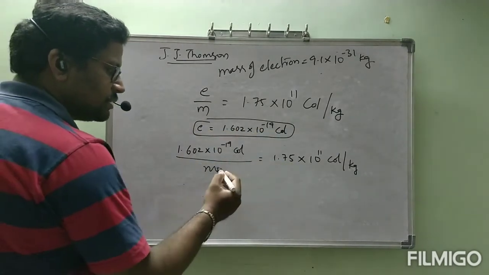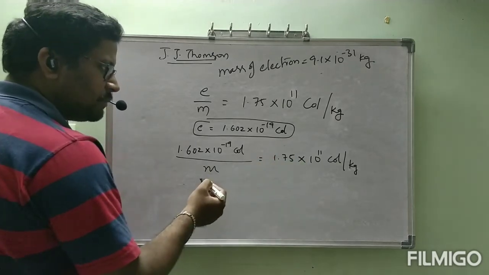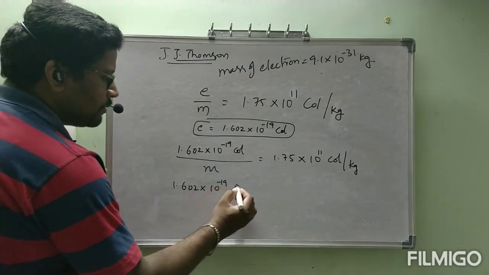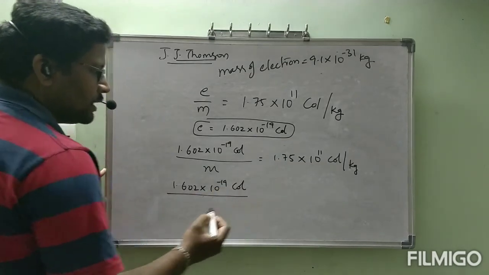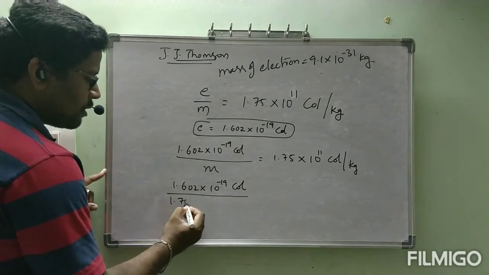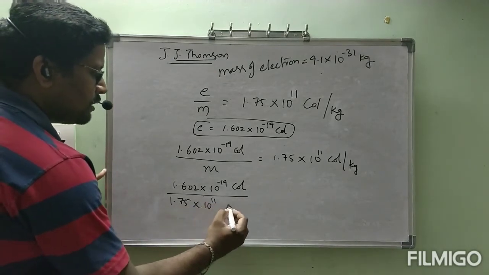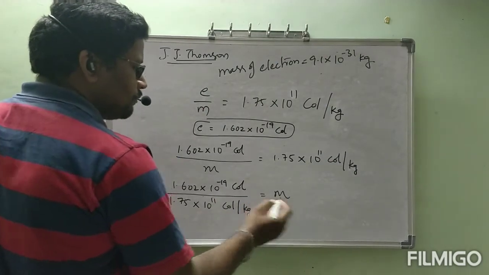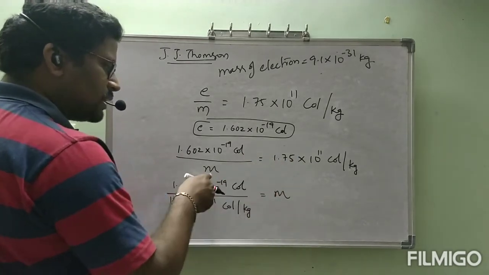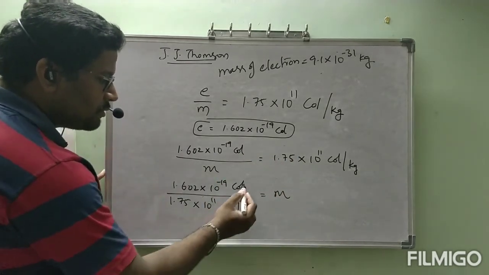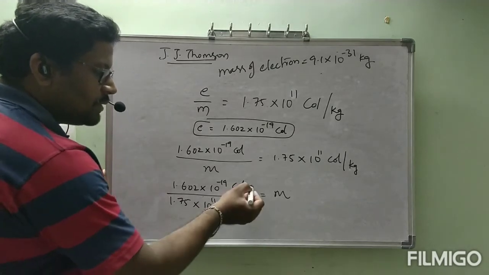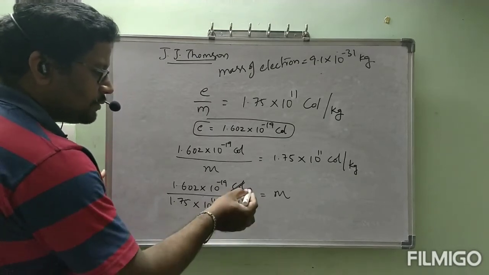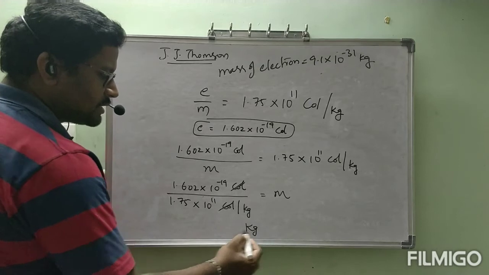Now, cross multiplication: M will go here and 1.75 into 10 power 11 will come here. We will get 1.602 into 10 power minus 19 coulombs divided by 1.75 into 10 power 11 coulombs per kilogram is equal to M. This coulombs and this coulombs will be cancelled. Kilogram is coming to the numerator, so this one will remain as kilograms.